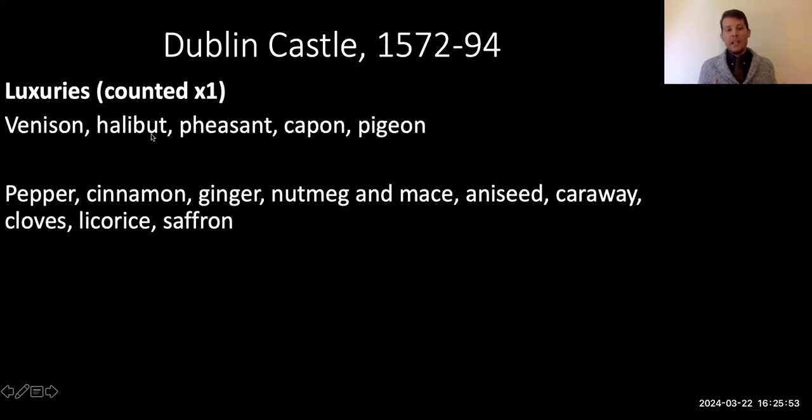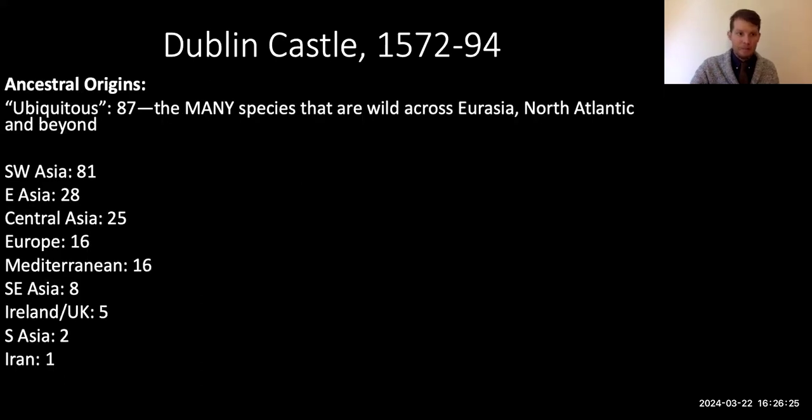So this then is the set of species that we can expect to see in the last quarter of the 16th century at Dublin Castle. Now, if we were to say ancestrally, where are these species from? And we try to place them. And now this is difficult. It's not always clear. Many species are from very wide ranges, but are only domesticated in certain places. But I tried my best to identify the ancestral origins of everything here and to map it out.